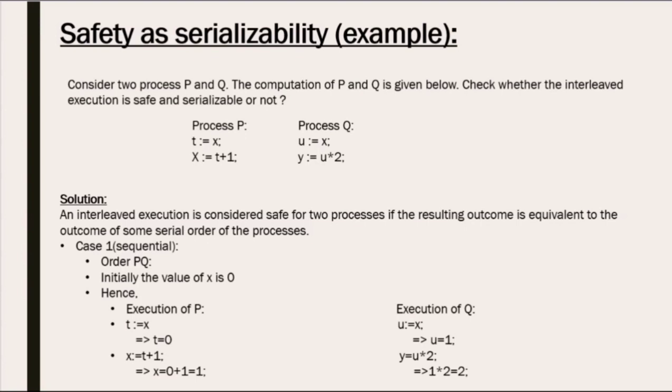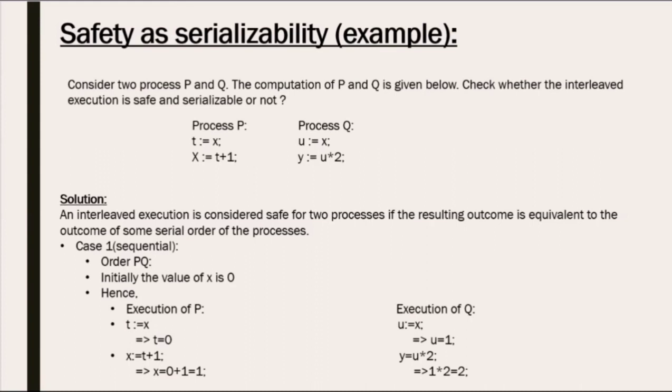An interleaved execution is considered safe for two processes if the resultant outcome is equivalent to the outcome of some serial order of the processes. For example, we can consider the same processes P and Q. We have found a value after the interleaved execution, and we have to compare it with the values of x and y that we got after the execution of process P followed by Q, and process Q followed by P. If either of the values matches the value that we have got for interleaved execution, we can say that the interleaved execution is safe and serializable.